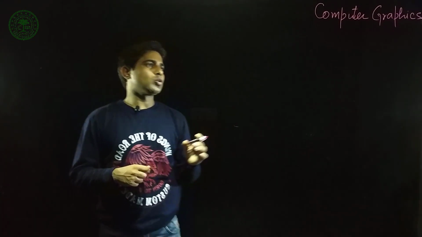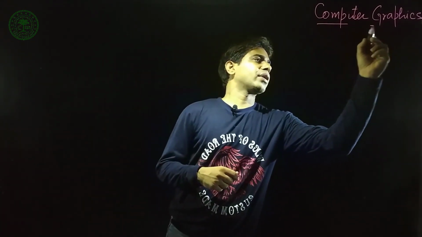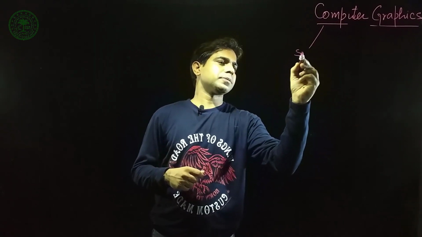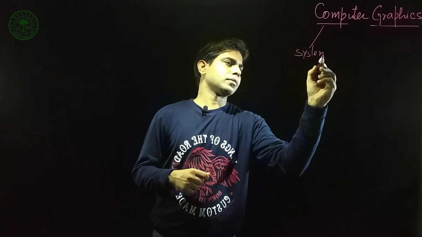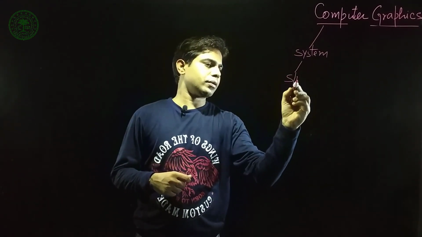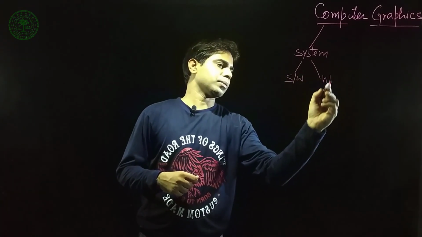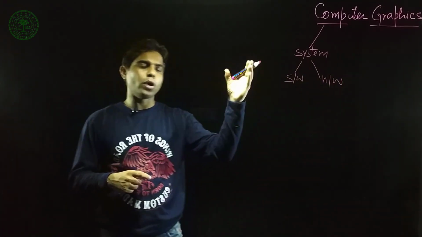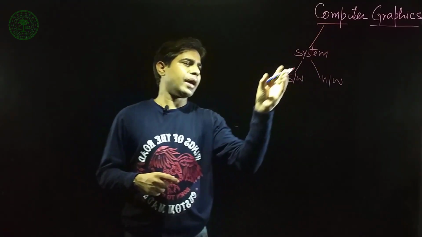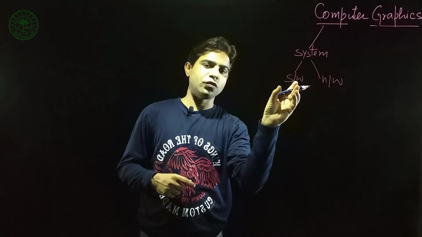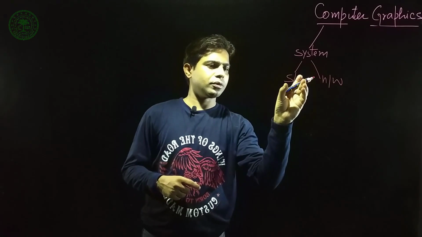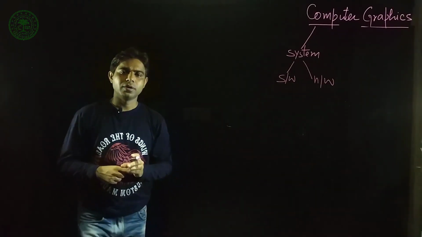Computer graphics comprises two words, computer and graphics. Computer is basically what? It is a system that includes the software and the hardware. You already know that when we are talking about a computer, that includes the processing, and it is a system that has software installed, and there is hardware. Hardware runs with the help of software.